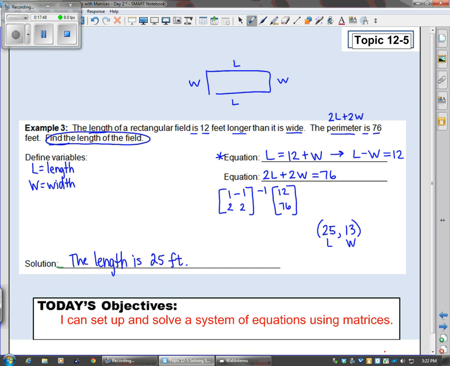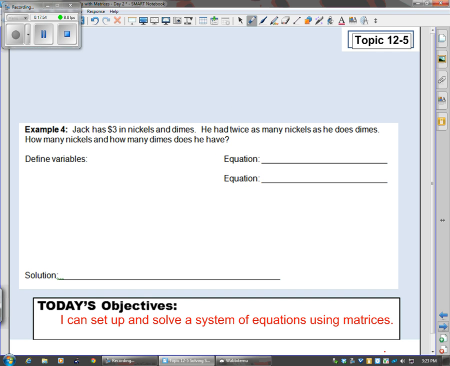Okay. For example, number 4 is very similar to number 2. Okay, so let's look at it. Jack has $3 in nickels and dimes. So already be thinking about what your variables are and what their value is. He has twice as many nickels as he does dimes. How many nickels and how many dimes does he have? So I'm going to let N be nickels and D be dimes.